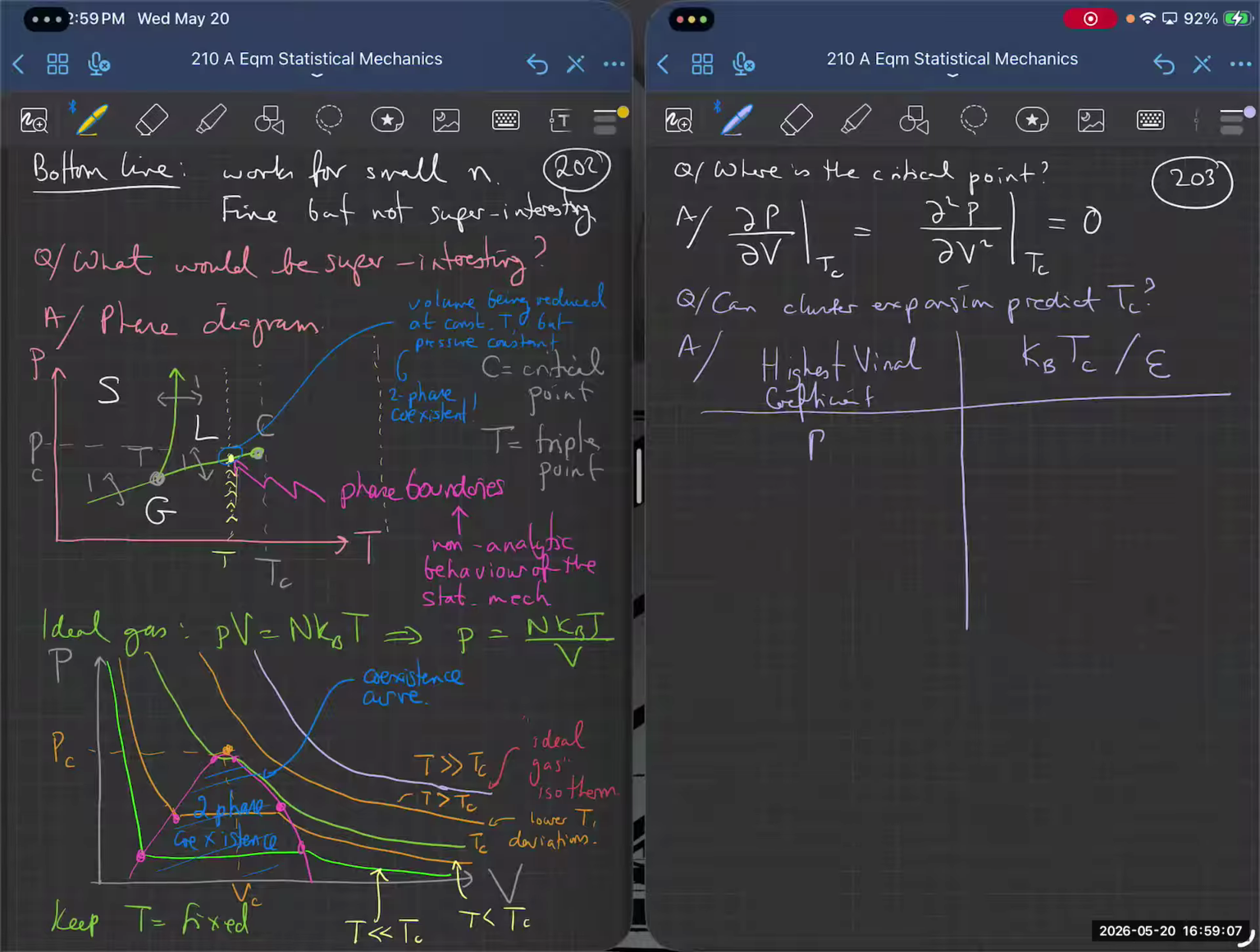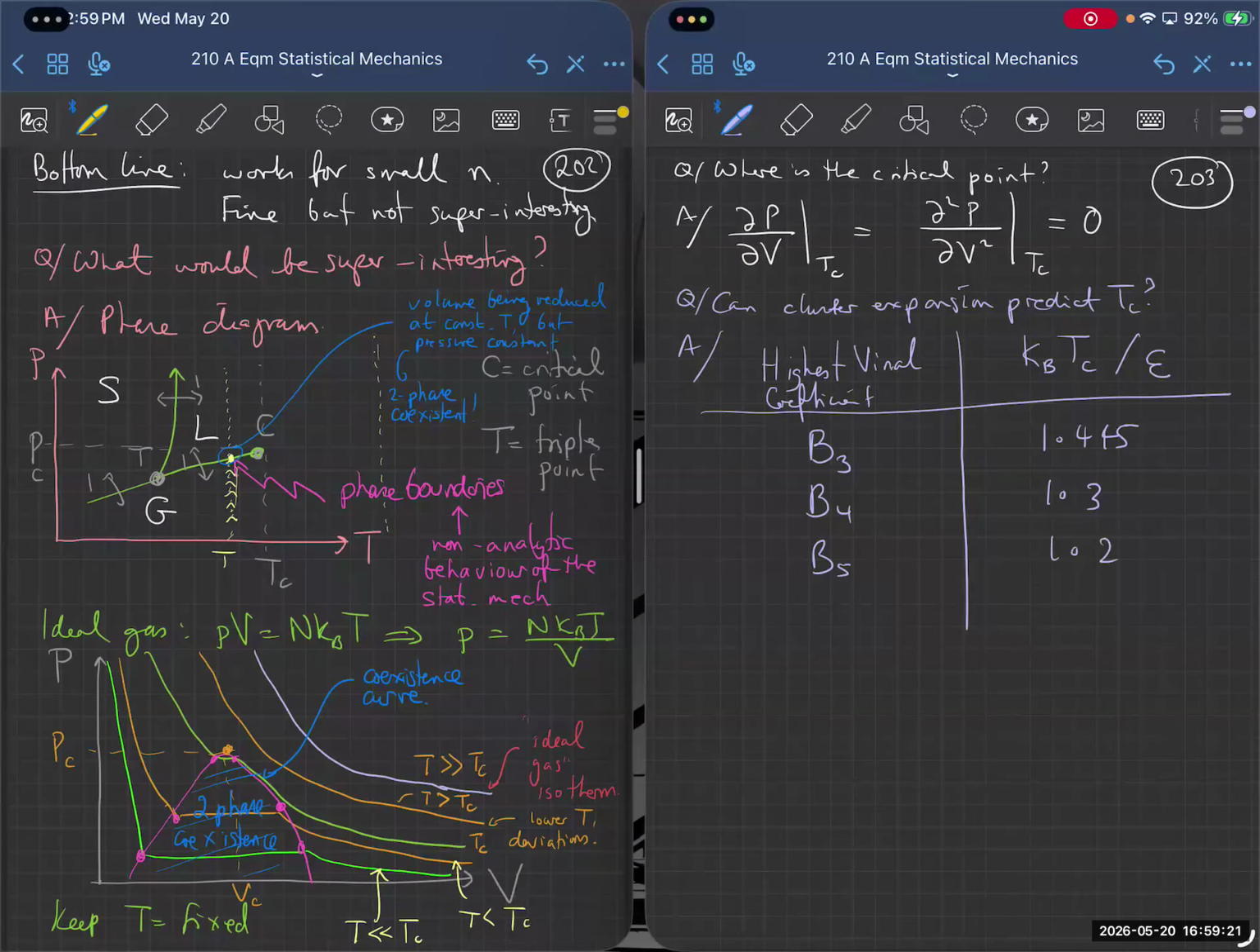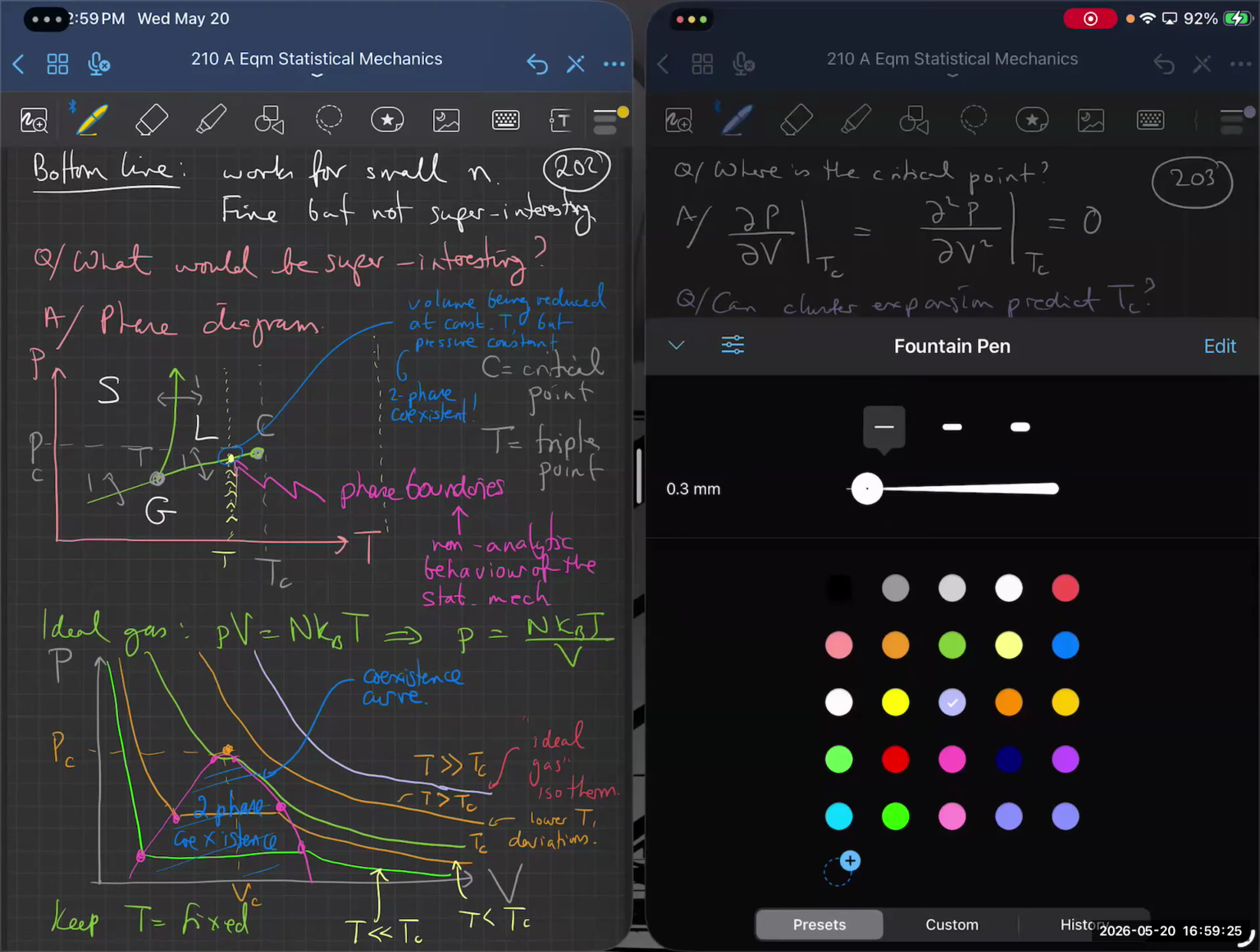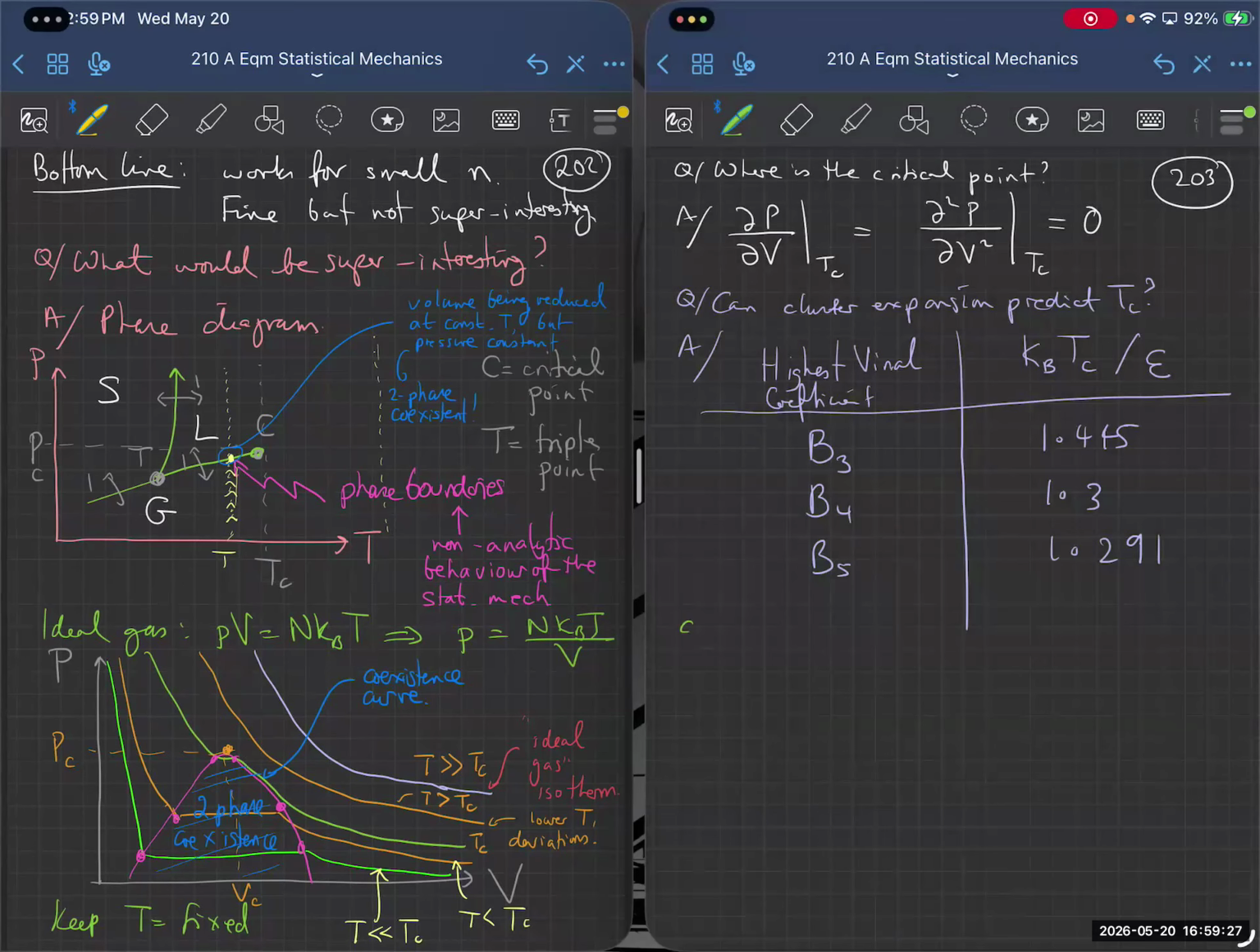If I compute to the third virial coefficient, I get a prediction of 1.445. For B4, I get a prediction of 1.3. For B5, I get the prediction 1.291. And then now you want to compare it with experiment.